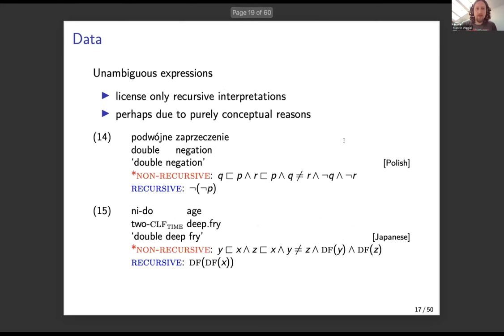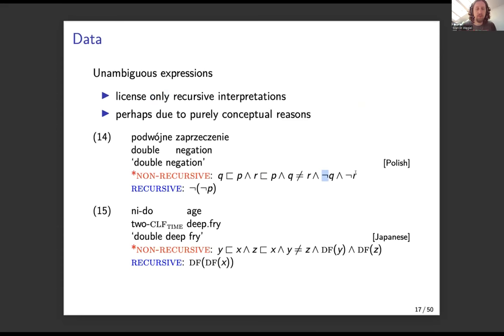And you can also find expressions that are unambiguous and they only license the recursive interpretations. This is perhaps due to purely conceptual reasons, but one example is from logic, so double negation. The only way to understand what double negation is that you basically negate a negated sentence. That's the recursive understanding. We could conceptually come up with an interpretation that you have a sentence and the sentence has two parts and each of the parts is negated. So that would be a non-recursive understanding, but this is not how we interpret the phrase.